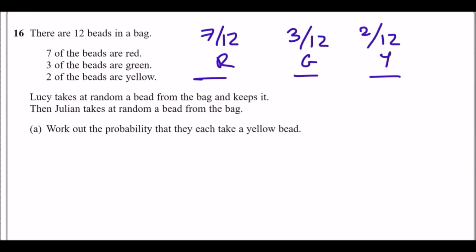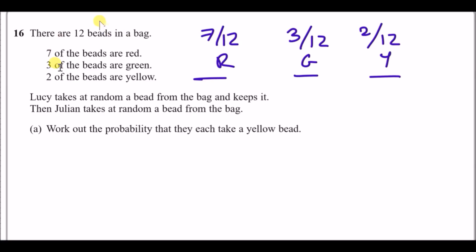Okay, number 16. So there are 12 beads in a bag. Now 7 out of the 12 are red, 3 out of the 12 are green, and finally 2 out of the 12 are yellow. So when you do probability questions, always make sure you note down the probabilities of every single possible scenario, like I did over here. This will literally help you guys for the later questions.